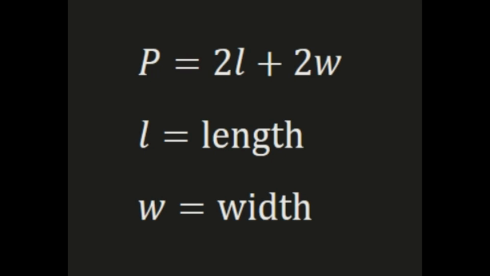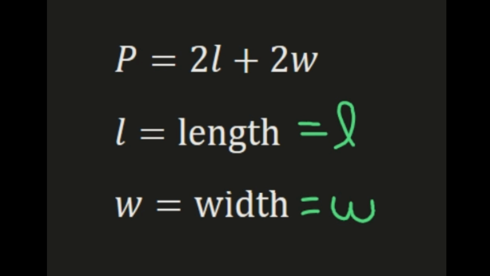The formula for the perimeter of a rectangle is perimeter equals 2 times the length plus 2 times the width. In our examples, I'll use a script L and W for length and width. Let's take a look at our examples.